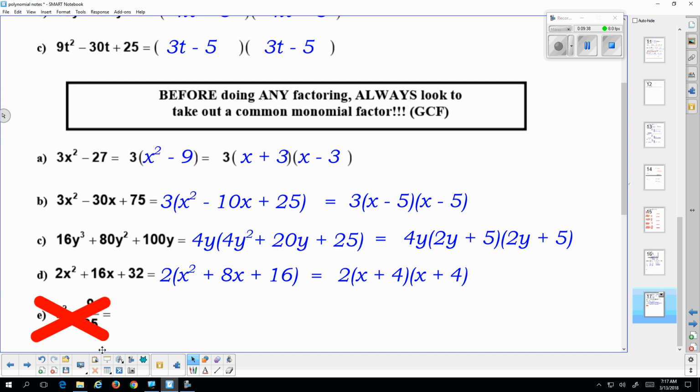We're going to skip E, but we'll work on factoring more in class. So if you have any questions, just feel free to jot them down and ask them in class when we go over all this.